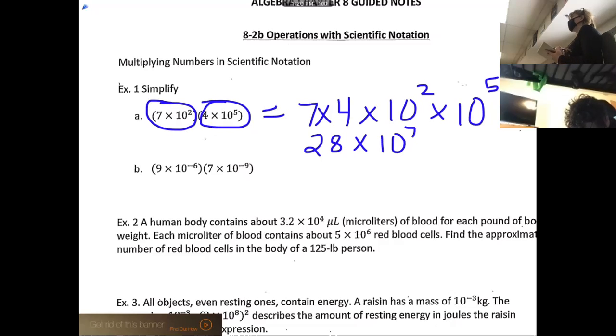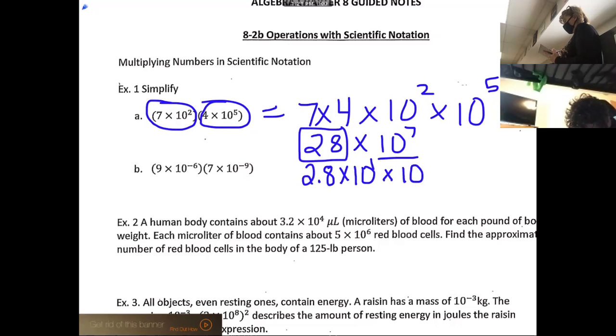Because 28 is too big. So what we're going to do is set this 10 to the 7th aside for now, and focus in on 28. We're going to write 28 as a scientific notation number. That is 2.8 times 10. How many times did we move it? Once. Now let's bring back that 10 to the 7th we had earlier. These have the same base, so it's 2.8 times 10 to the 8th power.